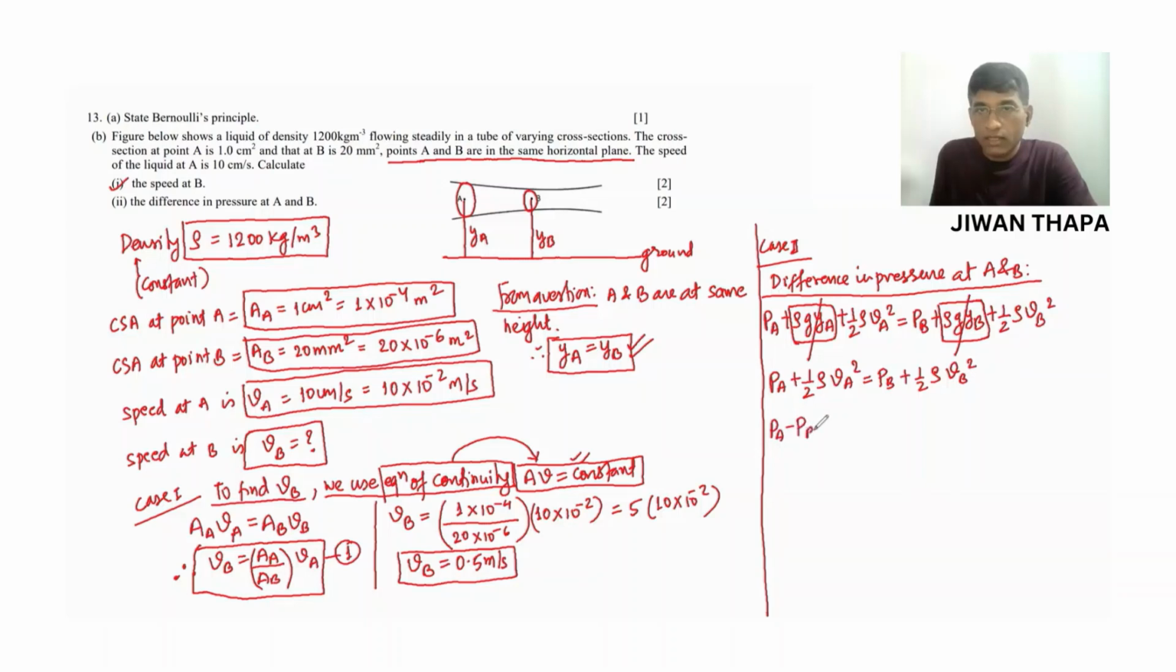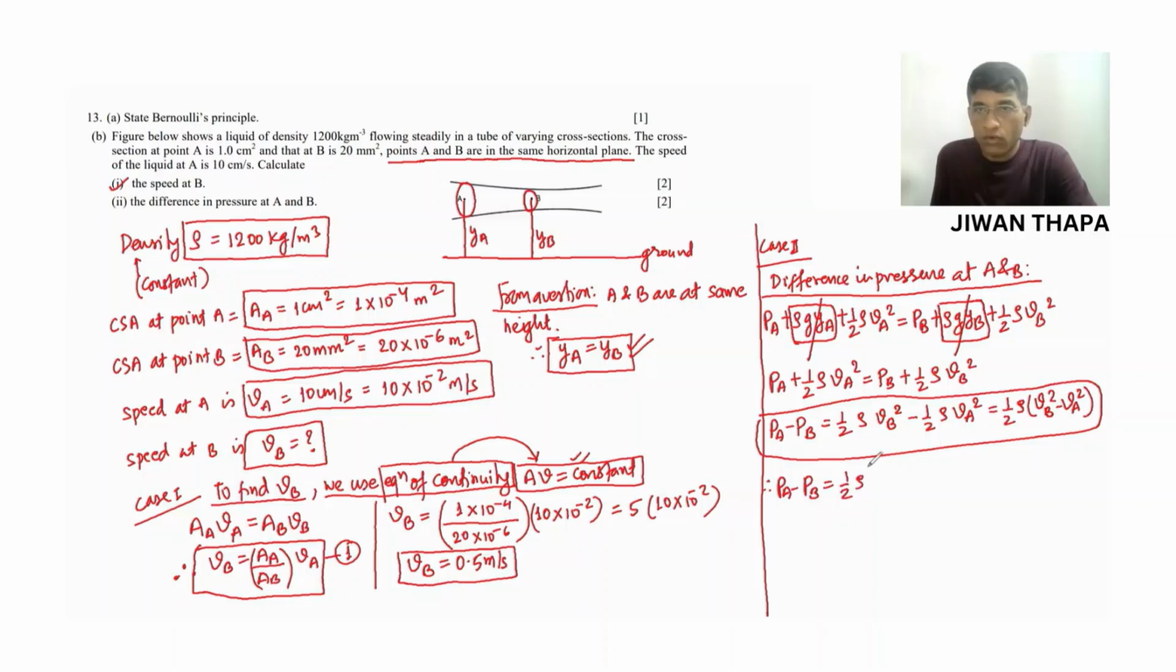PA minus PB equals half rho VB square minus half rho VA square. So we can take half rho common. So we can write VB square minus VA square. So we have this. Therefore, we can write PA minus PB equals half rho.